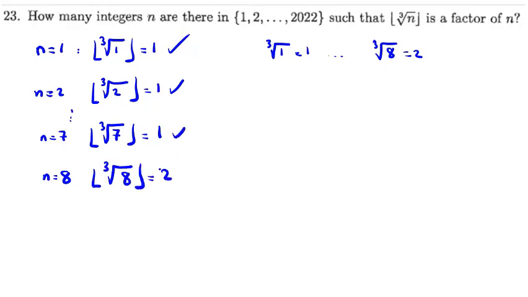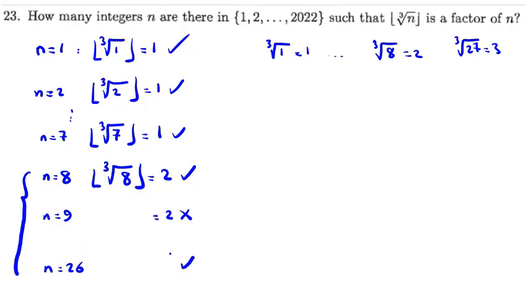So the number should be even. For example, for n = 9, it is bad because the cube root of 9 is 2 and it's bad. So even numbers are good. So until what number? The next one is the cube root of 27, which is 3. So until 26. And 26 is okay.